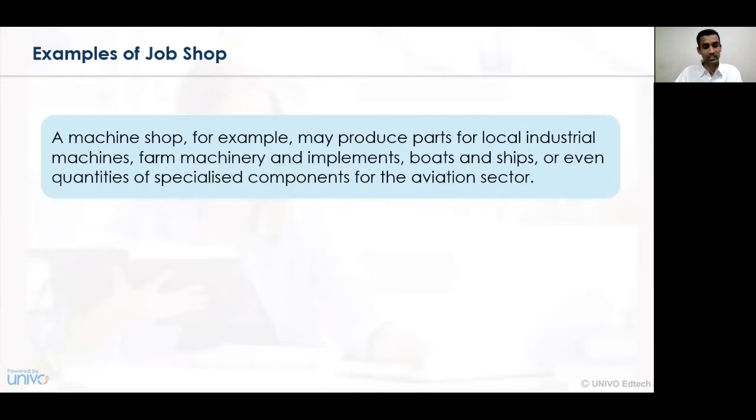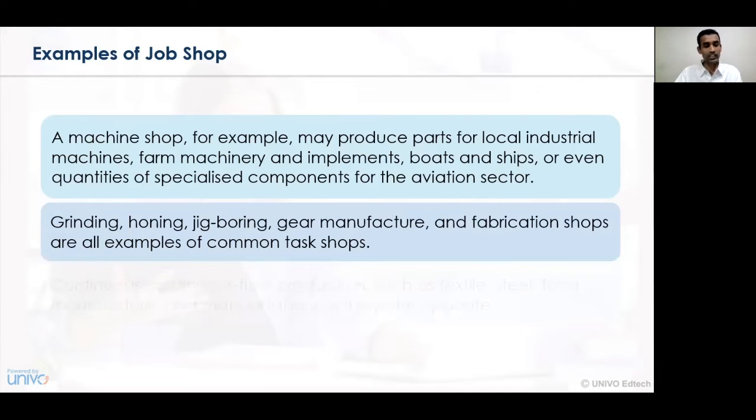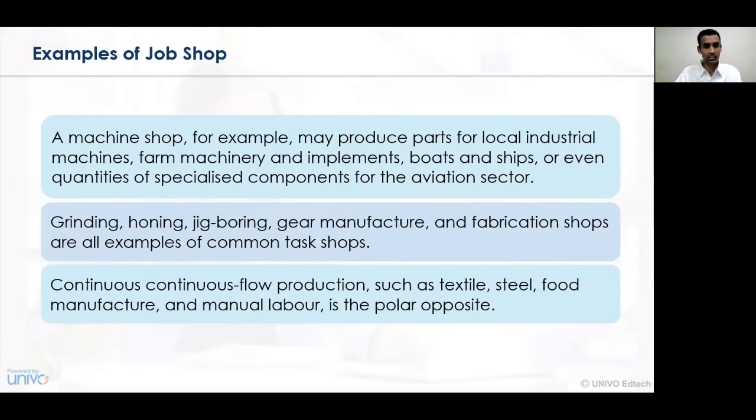A machine job shop, for example, may produce parts of local industrial machines, farm machinery and implements, boats and ships, or even quantities of specialized components for the aviation sector. So in a machine shop wherein particular machinery needs to be prepared, that machinery may be related to any sector or industry. When you prepare farm machinery, a tool, a boat, a ship, or a component of the aviation industry, small components get assembled together, and that activity is called part of a job shop.